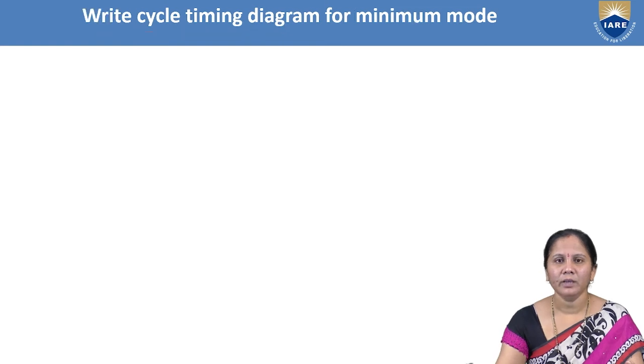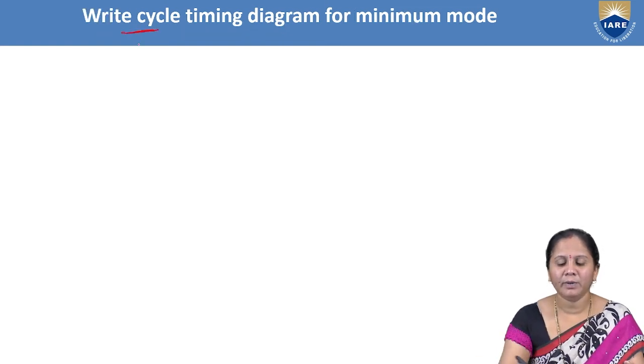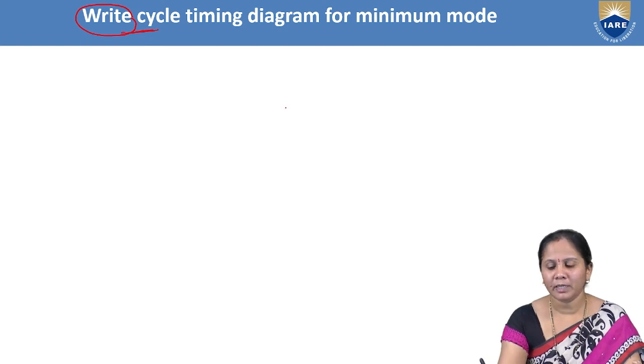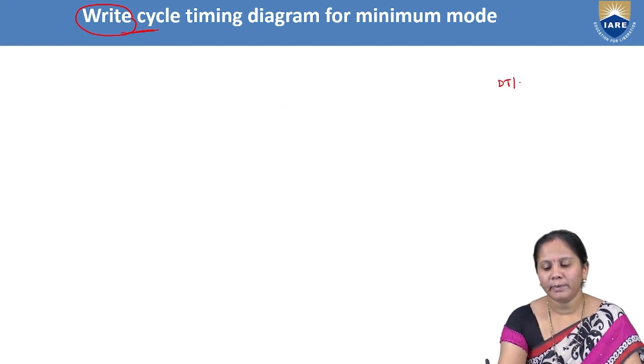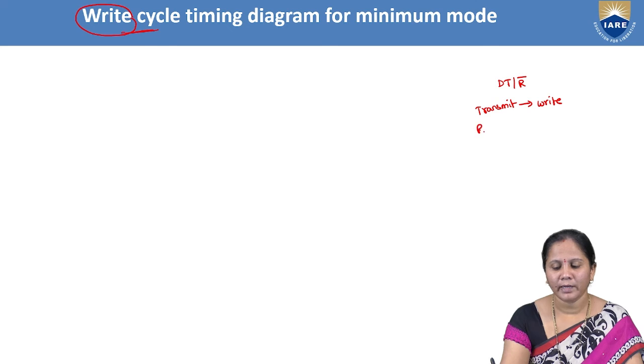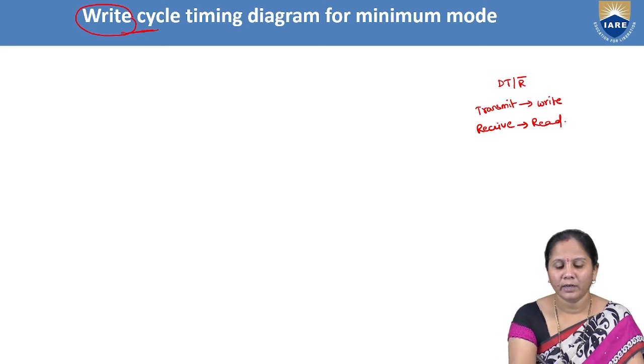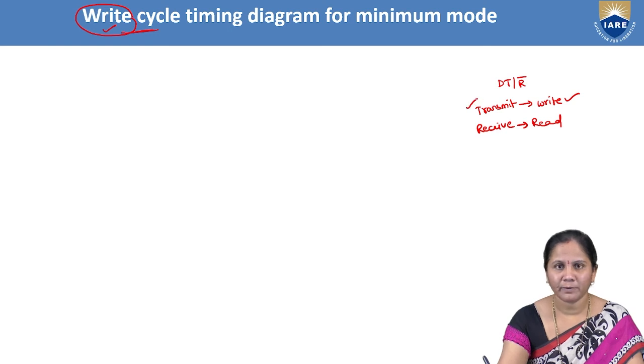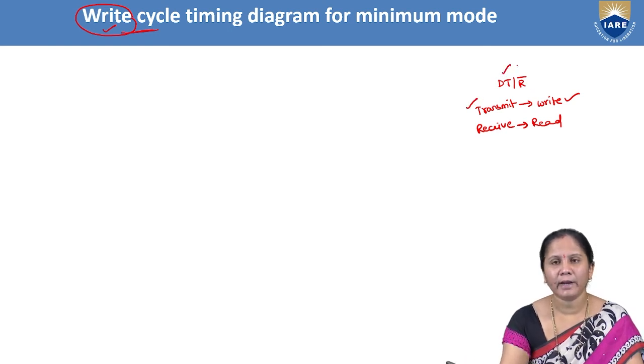Similarly, we have the write cycle timing diagram for minimum mode. Write cycle means we have to concentrate on write. The procedure is the same, but coming to the DT by R bar signal, T represents transmit, that means write, and receive represents read. Since we are discussing write, we have to concentrate on the transmit signal. Here transmit is an active high signal.